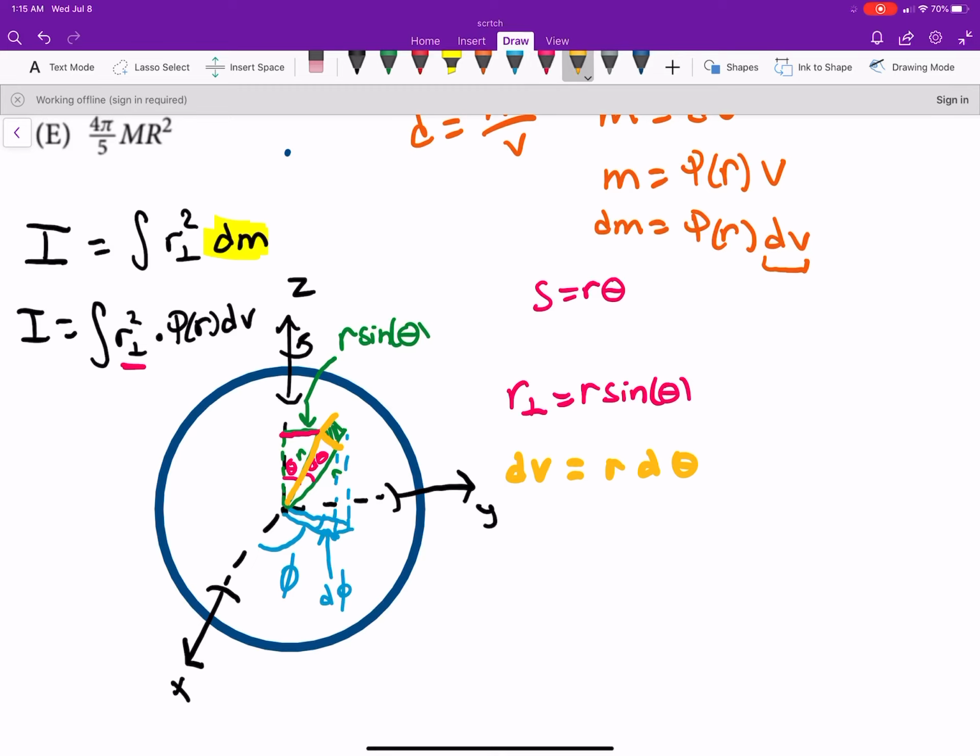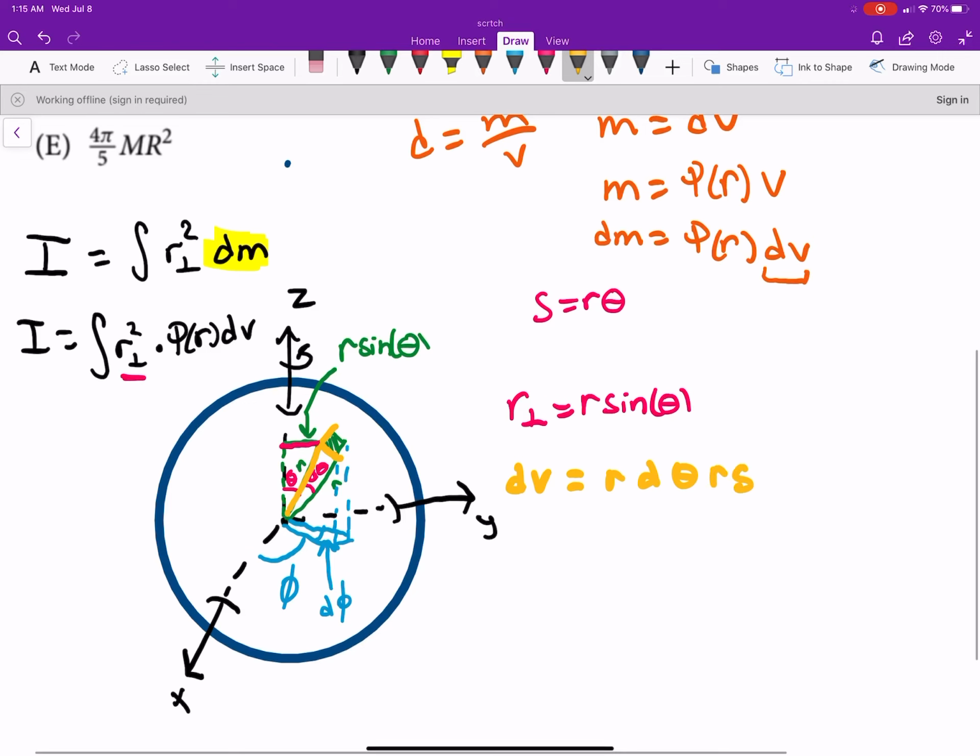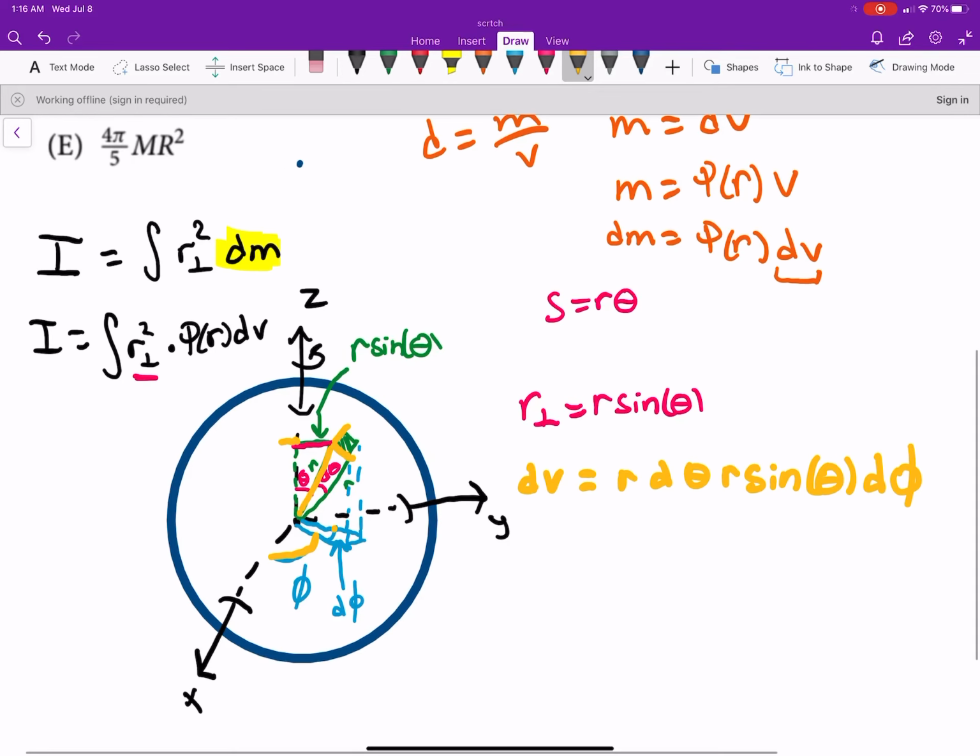Well, what else do we have? We have r sine theta. That's from here to there. r sine theta d phi, right? Because that's this angle here. And if you were to project this down, the length up here will be the same as it is down there. So if you want to think of where the phi is, you could also think of the phi as being projected moving that way.